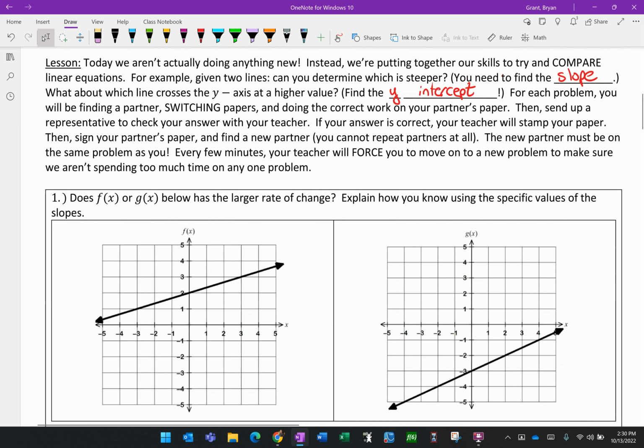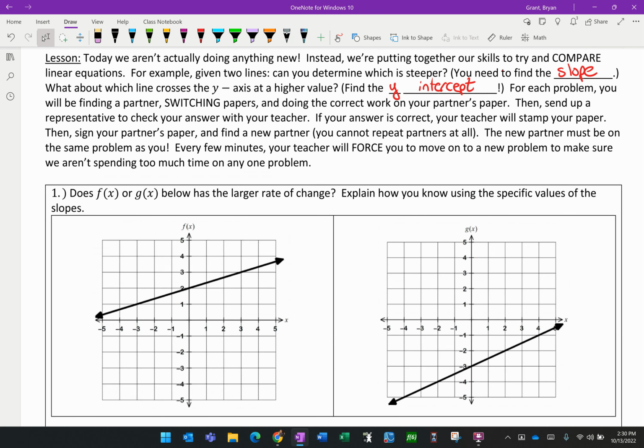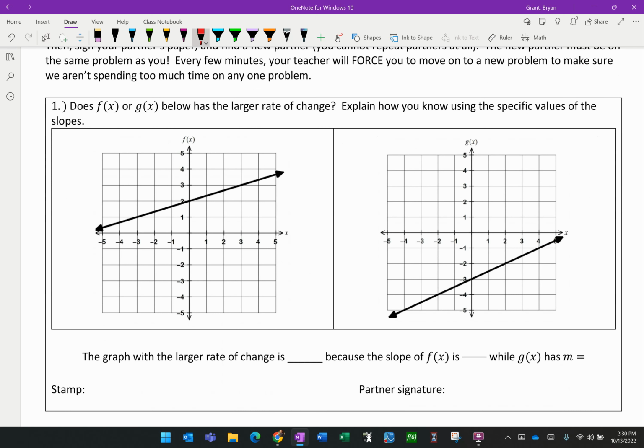Once you guys have worked together and found the answer, you need to send one of your 2 partners up to the teacher. The teacher is going to stamp your paper or sign your paper, or even just say it's okay if they don't have any of those available. And then you're going to go back to your seat and sign your name at the bottom of your partner's paper. Then you're going to switch your paper back and move off to a new partner.